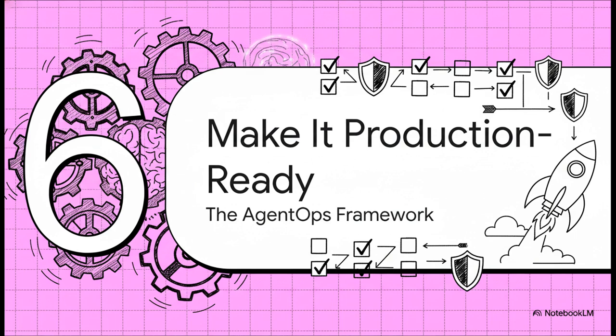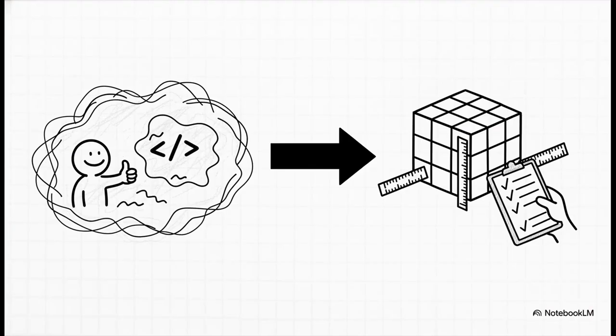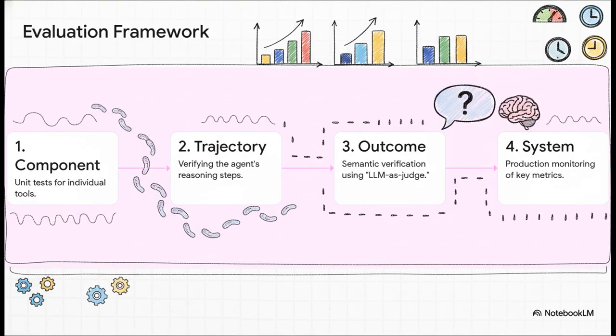This is where we bring in a rigorous AgentOps framework to guarantee quality. Because let's be honest, in a production environment, "it feels like it works" is not a real metric. That's just not going to cut it. We need a disciplined, data-driven way to test and guarantee quality before a single user ever interacts with our agent. And we do that with this 4-layer evaluation framework. Think of it like a pyramid of trust.